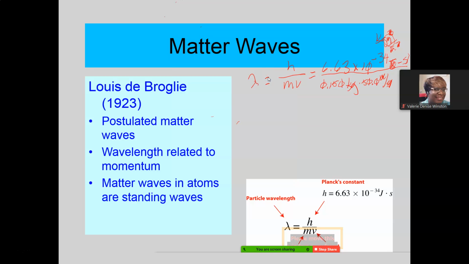Okay, so we've got our unit in meters. That's a wavelength. Okay, so let's get our calculators, phones, whatever you're using.